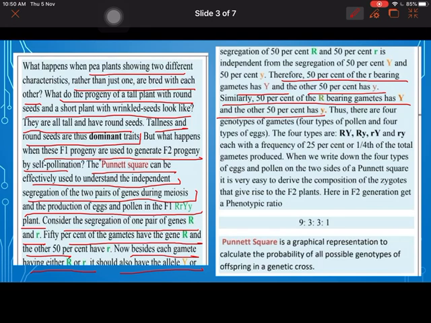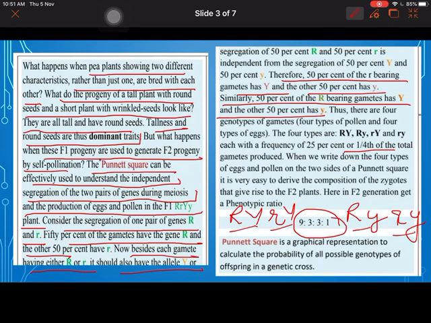That means there are all possible chances: a capital R may go with the capital Y, or a capital R may go with the small y, a small r may go with the capital Y, and a small r may go with the small y. So these are the four possible gametes, meaning 1/4 of the total gametes will have each one. When we see the results, we'll get the ratio 9:3:3:1. And what is a Punnett square? It is a graphical representation to calculate the probability of all possible genotypes of offspring in a genetic cross.